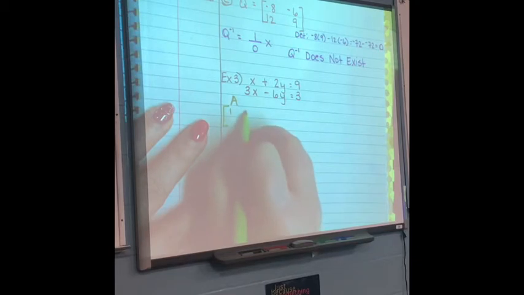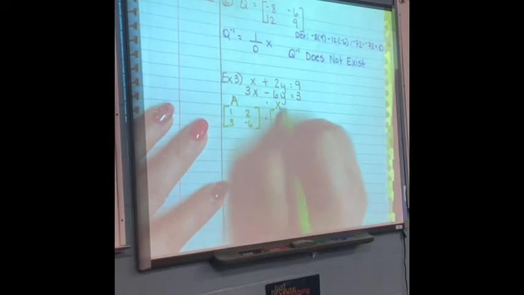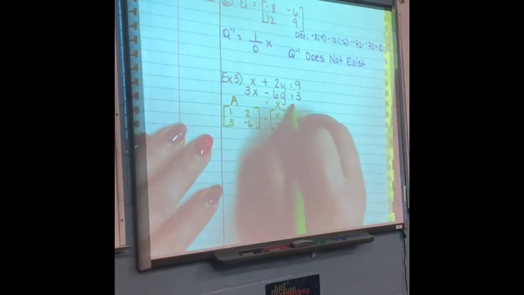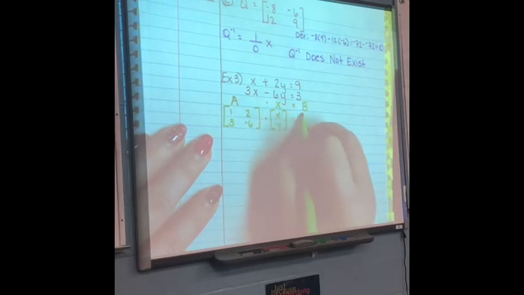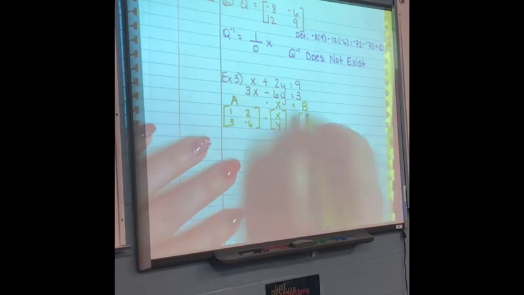1, 2, 3, -6. Then we're going to multiply that by what we call our variable matrix, x and y, with 2 variables, x and y. And we're going to result that to be another matrix of numbers, specifically our constant numbers, the ones with no variables, 9 and 3.